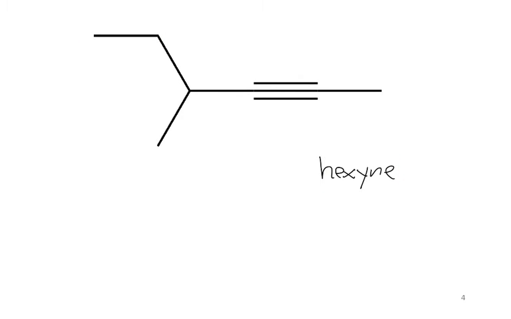And then the triple bond starts on carbon 2, so it's going to be 2-hexyne. And then I need to give my substituents. In this case, I have 1, 2, 3, 4, so I have a methyl group on the 4th carbon. So it's going to be 4-methyl-2-hexyne.